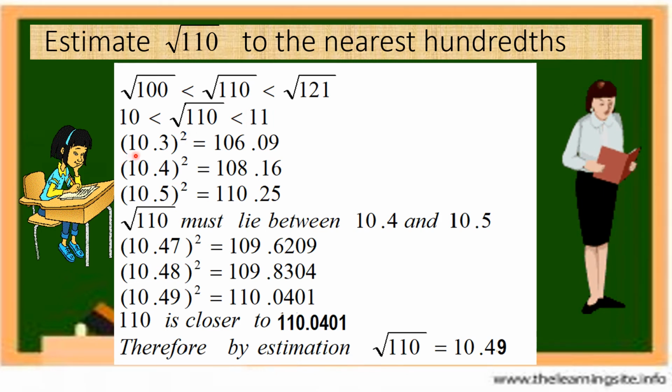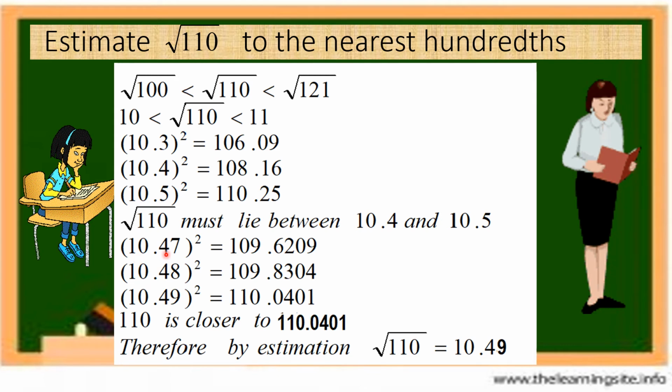We can start with 10 and 3/10 squared, which is equivalent to 106 and 9 hundredths. 10 and 4/10 squared, which is equivalent to 108 and 16 hundredths. And 10 and 5/10 squared, which is equivalent to 110 and 25 hundredths. So square root of 110 must lie between 10 and 4/10 and 10 and 5/10.